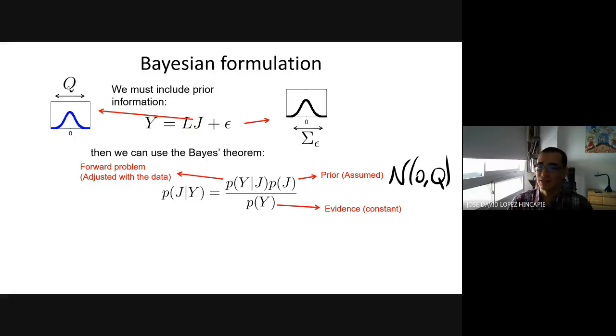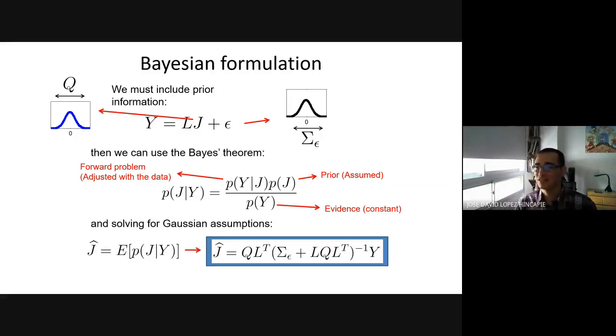We don't have the evidence, but given that the data is already recorded, the evidence is constant, so we can sort of neglect it. And with that, we can solve the Gaussian problem, the inverse problem, the Bayesian problem for Gaussian assumptions, which is that we can have the mean of this probability or the estimated value of J, right? And it is solved with the maximum likelihood equation, which is pretty common in statistics, physics, engineering, several fields.